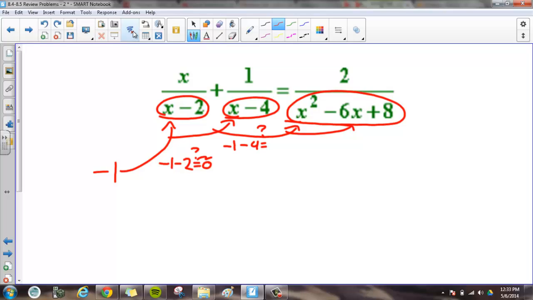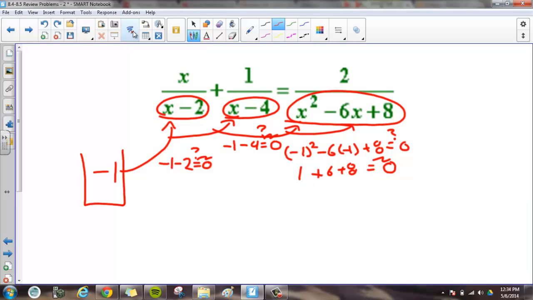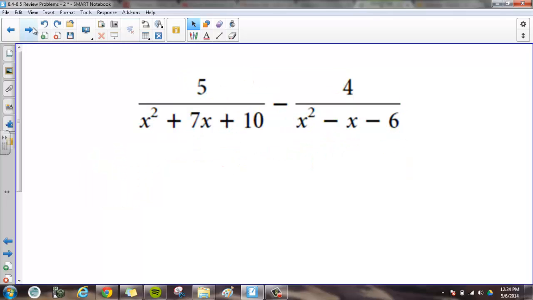Let's look at this one. If you had -1 minus 4, does that equal 0? -1 minus 4 is -5, so no, it does not. And we have this last one. We have -1 squared minus 6 times -1 plus 8. That's 1 plus 6 plus 8. Is that equal to 0? No, it does not. So we're good. We never divided by 0, and therefore our solution here is equal to -1. There you go. That's how you do that problem right there.